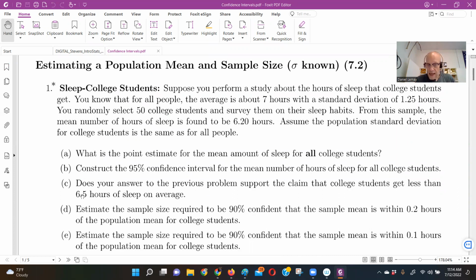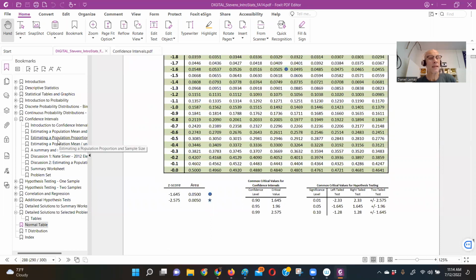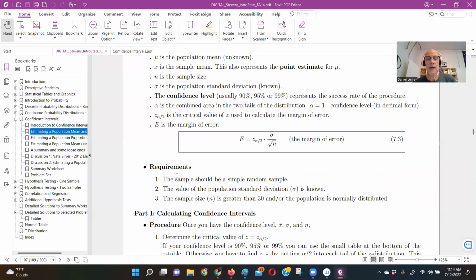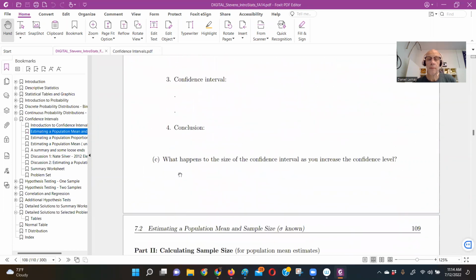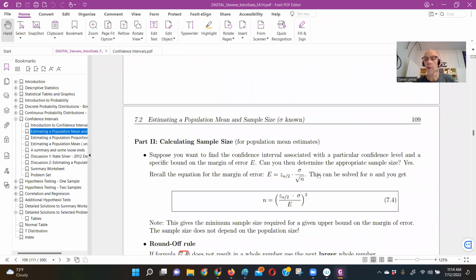And then how do you estimate the sample size? In this case, there's not a nice slick calculator. There's a formula, and I'm going to point you to this formula, because this always gives somebody a hard time. If you come back here, what page is it on? Here you go, on 109.